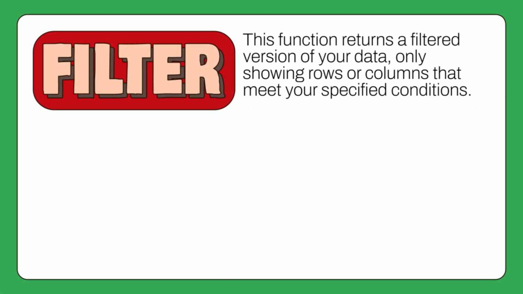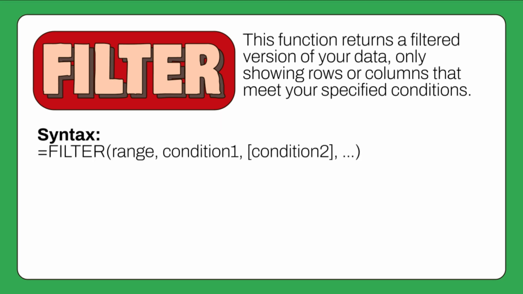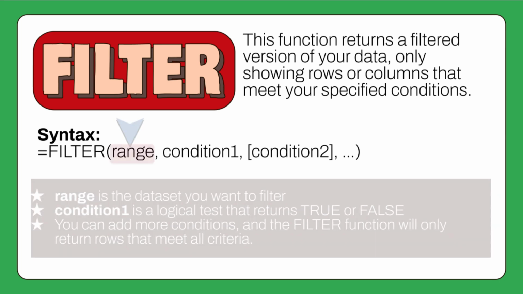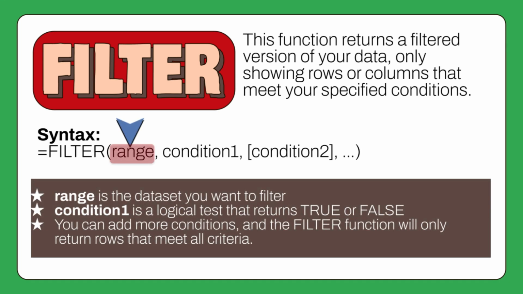Now let's talk about the filter function. As the name suggests, it returns a filtered version of the source range, showing only rows or columns that meet the specified conditions. Google Sheets filter function syntax is =FILTER(range, condition 1, condition 2, and so on). Range is the cells that you want to filter.